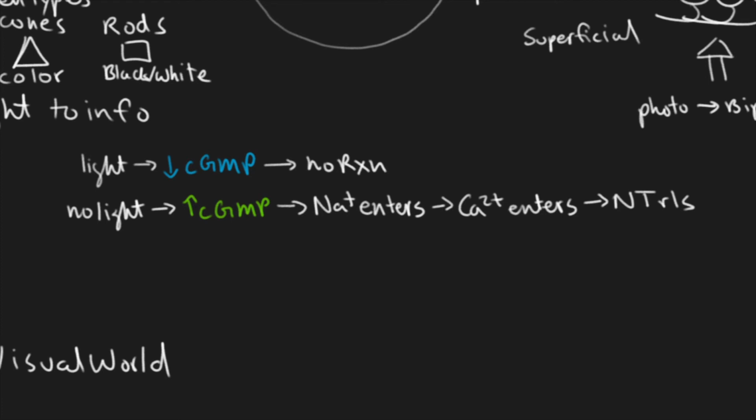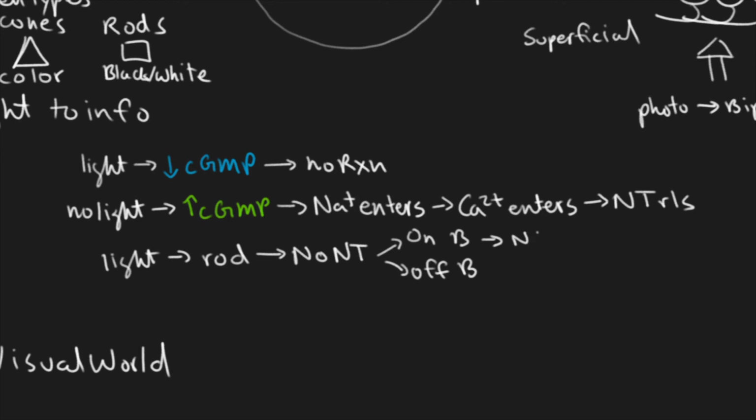What happens downstream in this process? So let's start with light hitting the rod. It hits the rod, and what you get is no neurotransmitter release. That'll signal two types of bipolar cells: there's on bipolar cells and there's off bipolar cells. So on bipolar cells, when there is no neurotransmitter, it causes the release of neurotransmitter. Off bipolar cells, when there is no neurotransmitter, won't release a neurotransmitter. The neurotransmitter release from the on bipolar cells will always signal an M-type ganglion, and then the off bipolar cells will signal P-type ganglions.